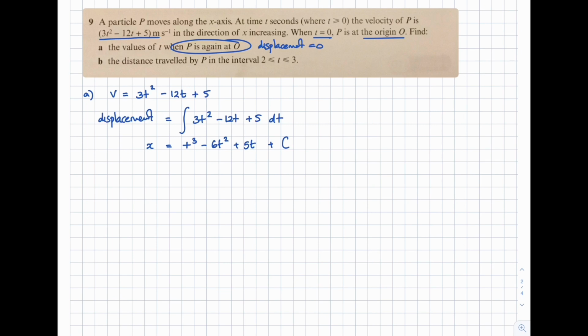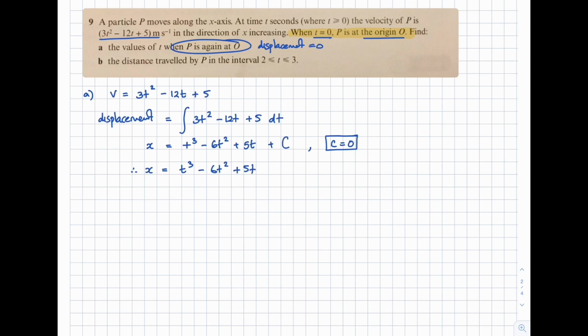So again in the question, we've been told when t is 0, the particle is at the origin. So that's our initial conditions. So we can substitute t is 0, x to be 0, and by doing so, given the initial conditions, we're going to find that c is actually going to be equal to 0, like before in that previous question. So therefore we can say x will be equal to t cubed minus 6t squared plus 5t plus 0, which in other words, just this.